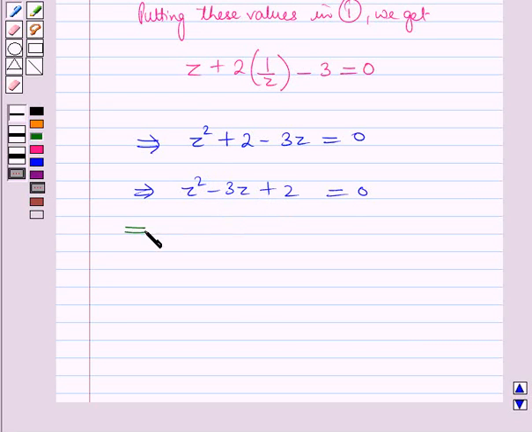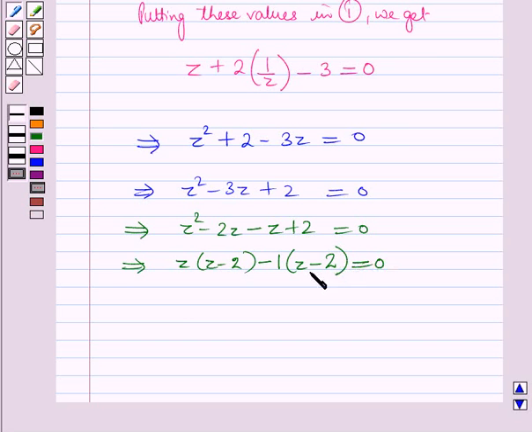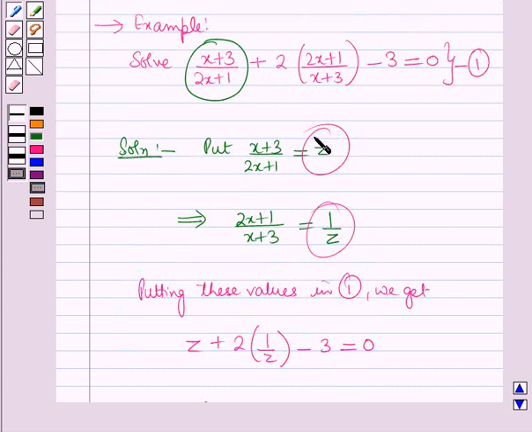So this implies z square minus 2z minus z plus 2 is equal to 0, which further implies z into (z minus 2) the whole minus 1 into (z minus 2) the whole is equal to 0, which further implies (z minus 1) the whole into (z minus 2) the whole is equal to 0, which gives z is equal to 1 and z is equal to 2. Now, this is the value of z.